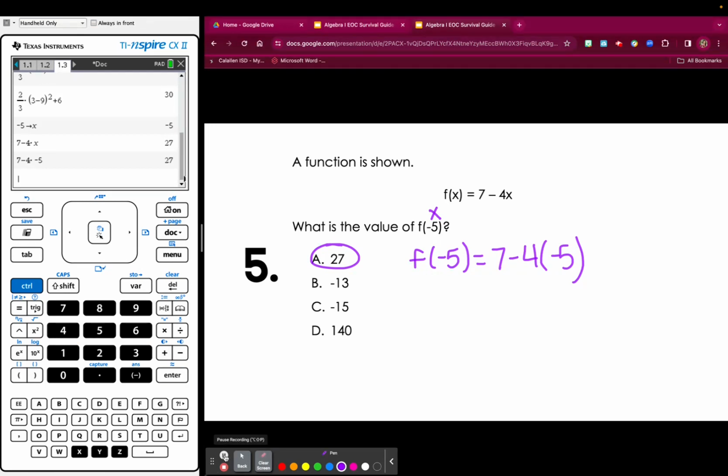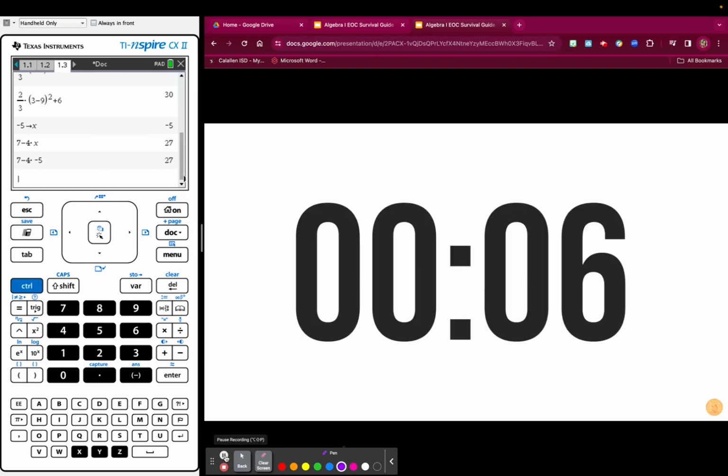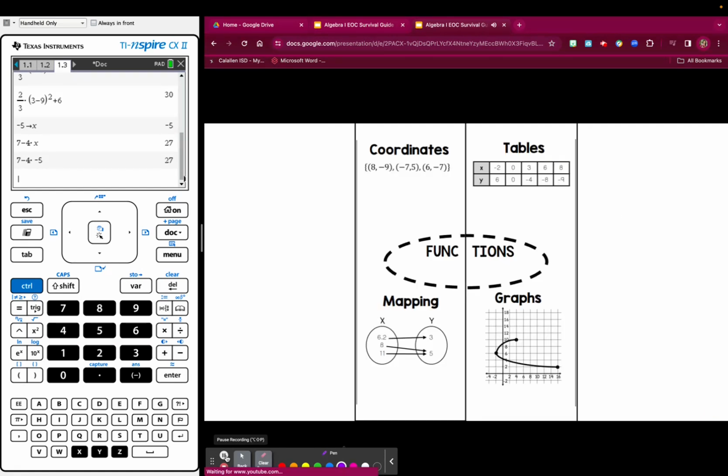Okay, so that's going to go ahead and complete your function notation foldable, and we're going to go ahead and move on to our function or not a function foldable. Okay, so let's go ahead and get into our functions foldable.